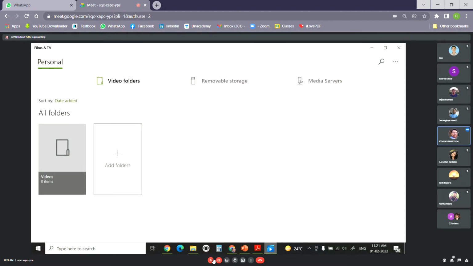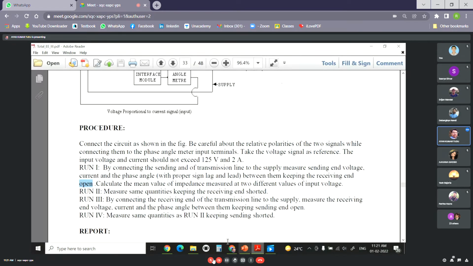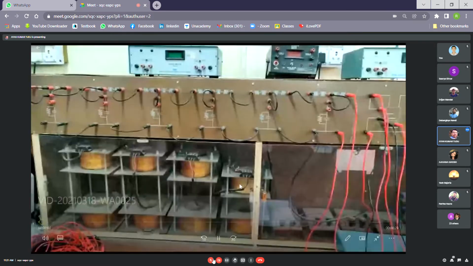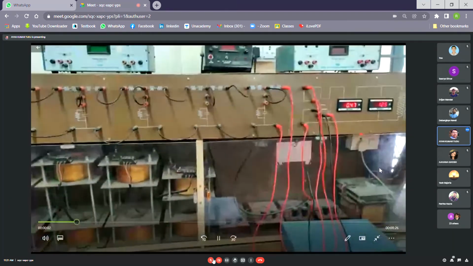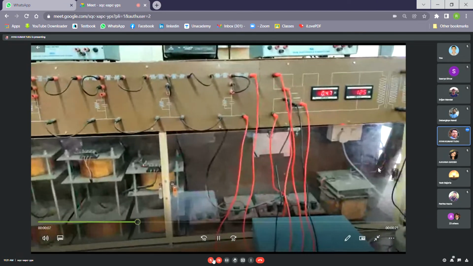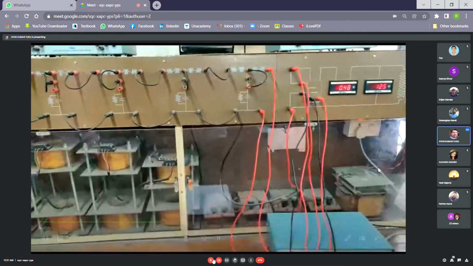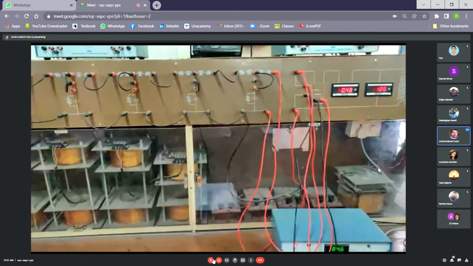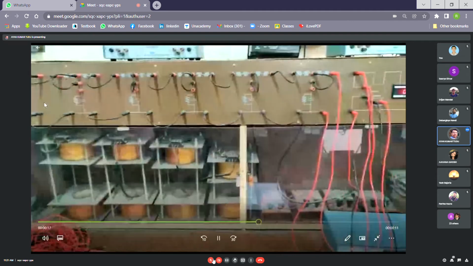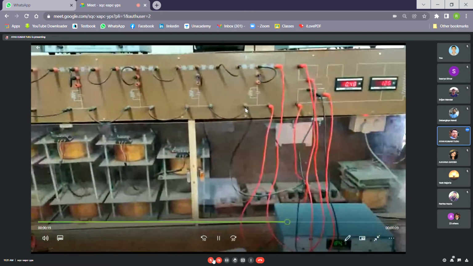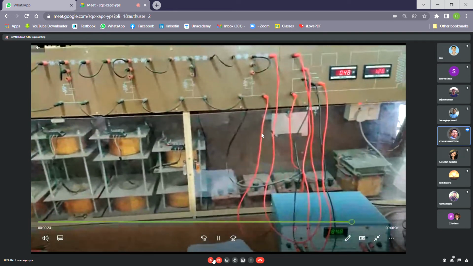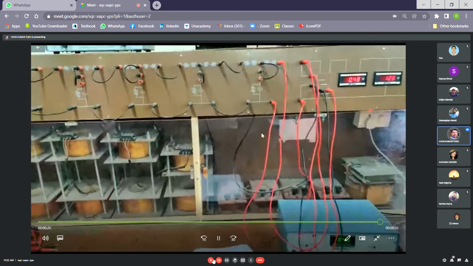What is happening? Okay, next video. Now the voltage has been increased to 125 volts and the source is at the sending end with the receiving end open. Again, we'll be calculating the voltages and currents with the proper phase angles, whether there is lag or lead, and we'll be measuring the impedances.